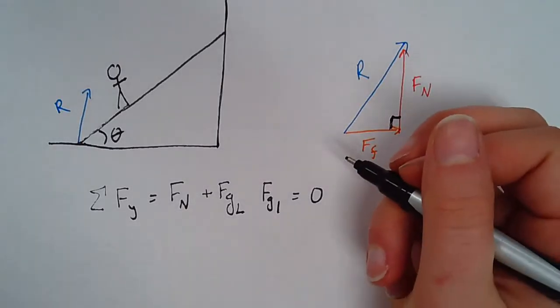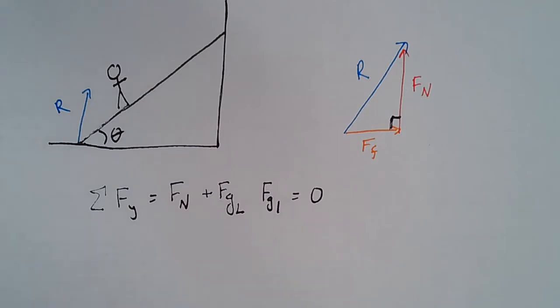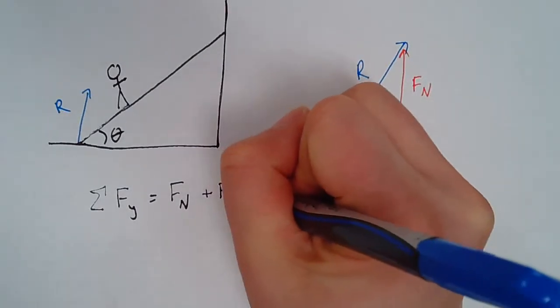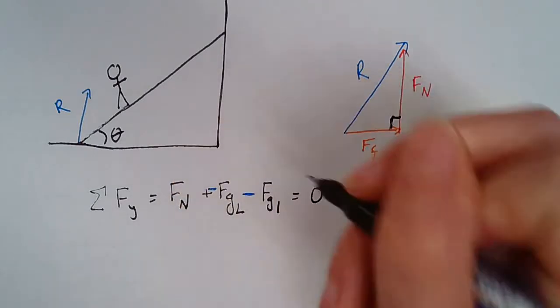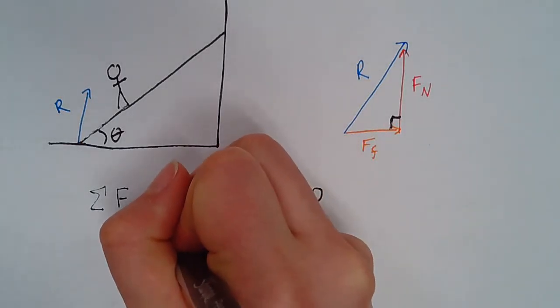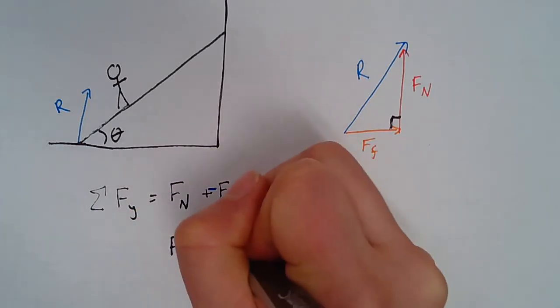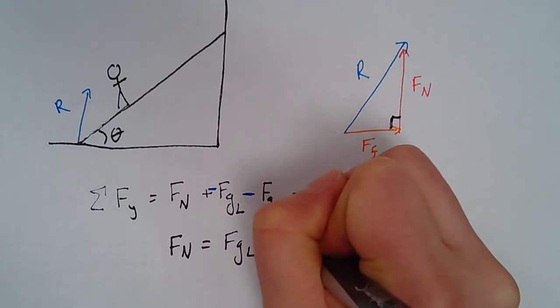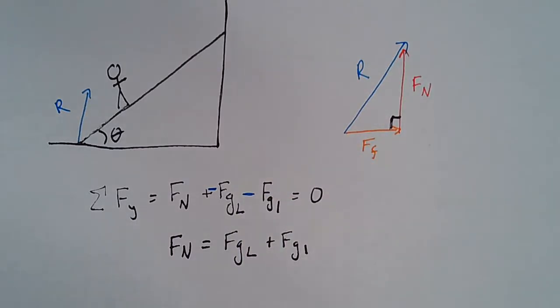Now, I accidentally put a plus sign here, but we know that these two weight forces are actually going to be in the opposite direction of the normal force, so we really should use a minus sign there. Okay, so the normal force should be equal to the weight of Lancelot plus the weight of the ladder.